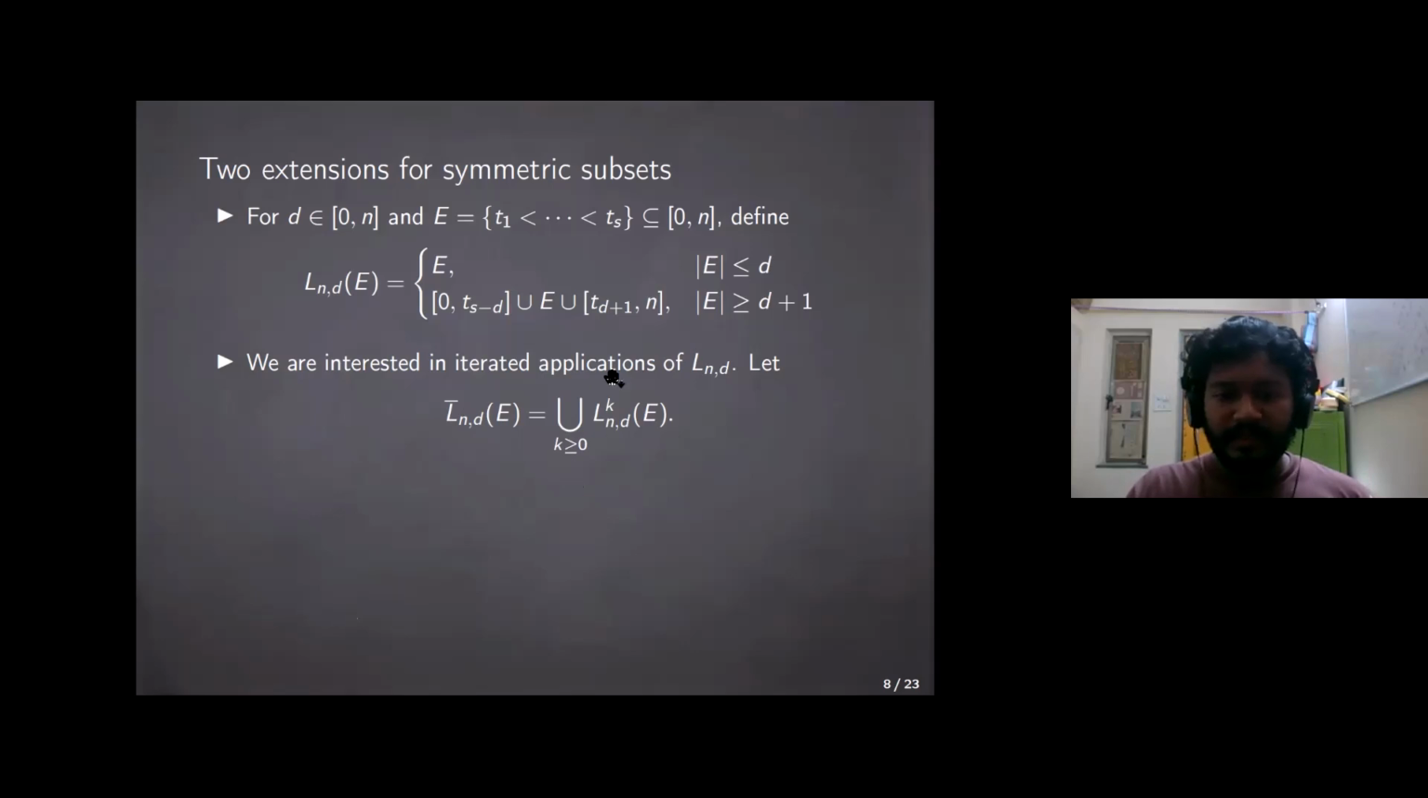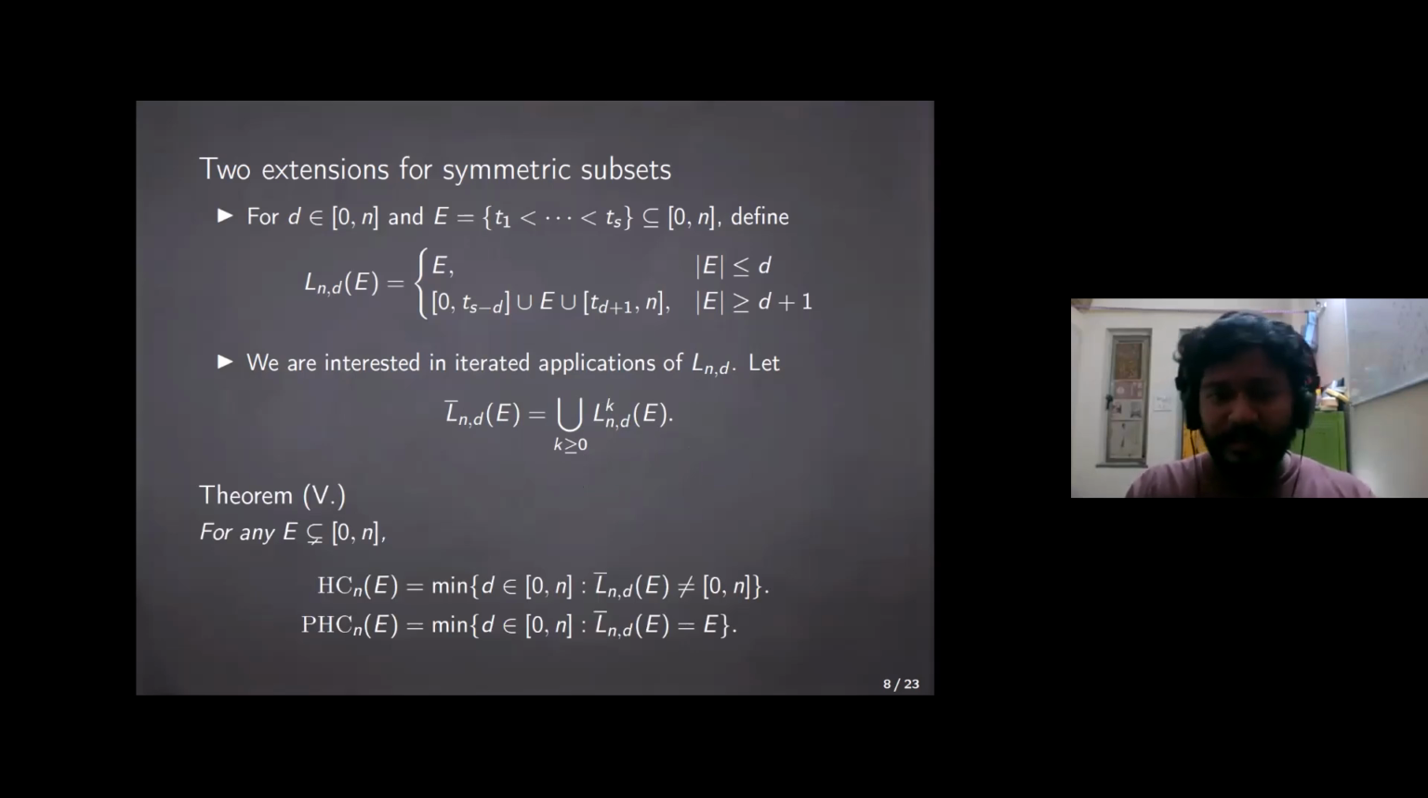L bar n comma d is a union over k greater than or equal to 0 of L_n^{dk} of E. Probably a slightly inconvenient notation, but things will get easy in a little while. Why do we bother about any of this? Well, here's the main theorem.